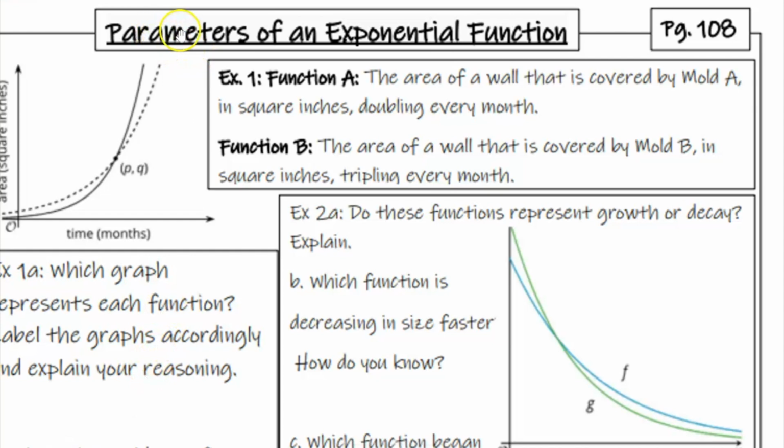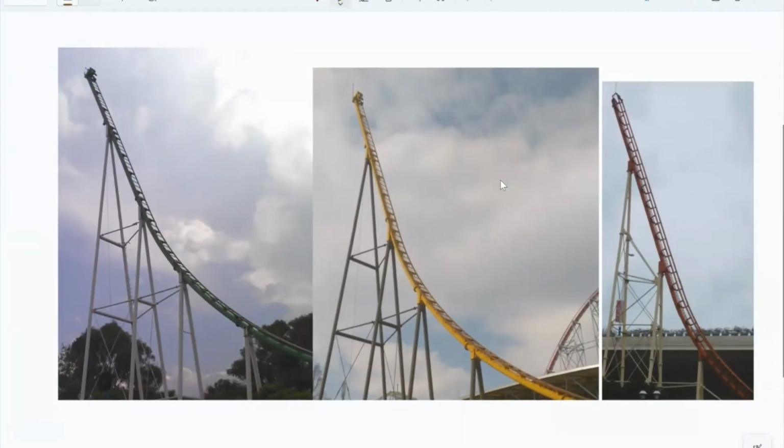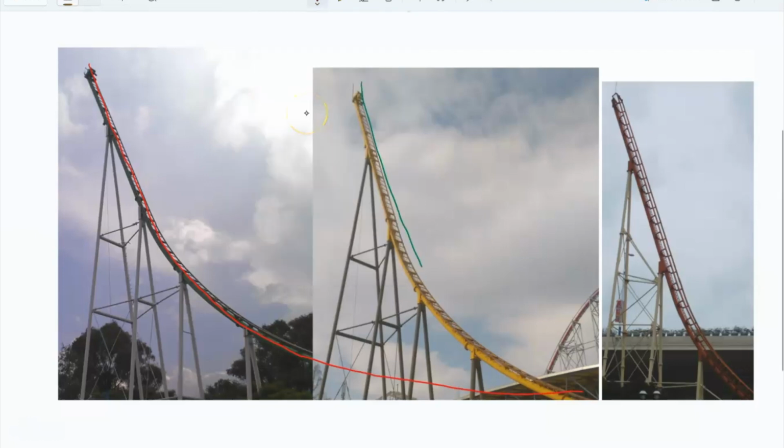All right, so today we're going to take a look at parameters of exponential functions. Before we do, we're going to take a look at a real life situation. These are some roller coaster rides, and I'm just going to show you that they are indeed exponential functions. If you look right here, this is a decay one, right? If you look at this one, this is also a decay one.